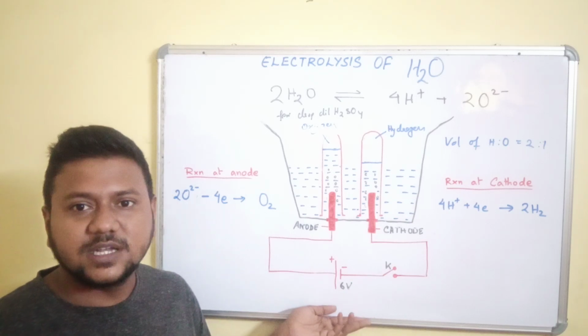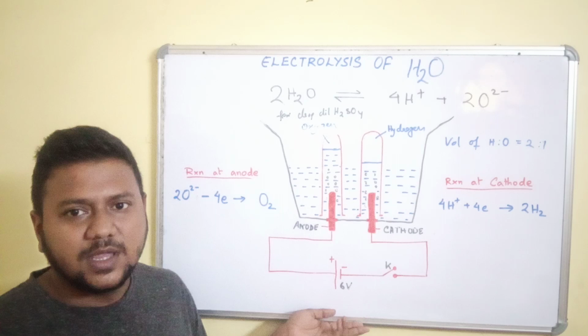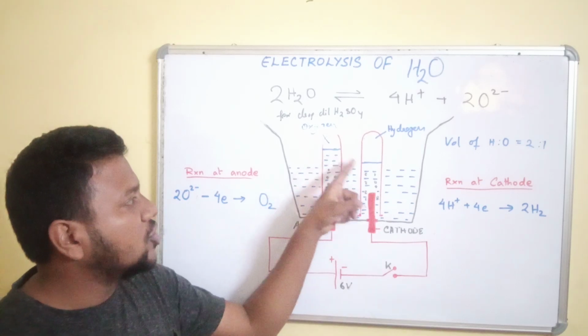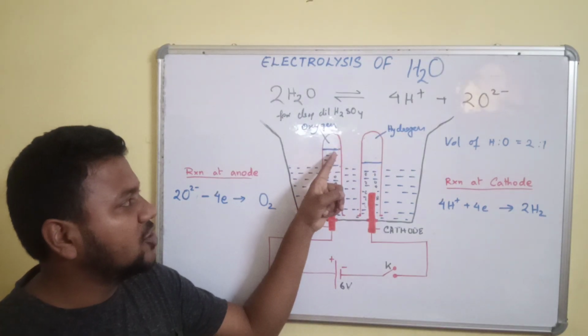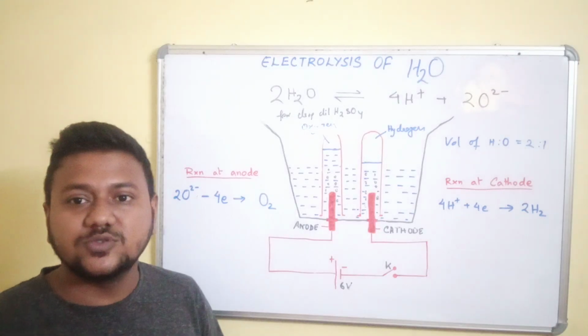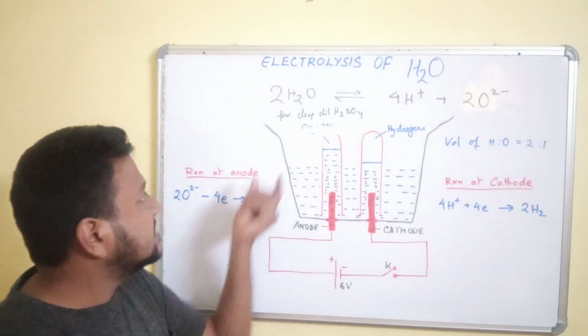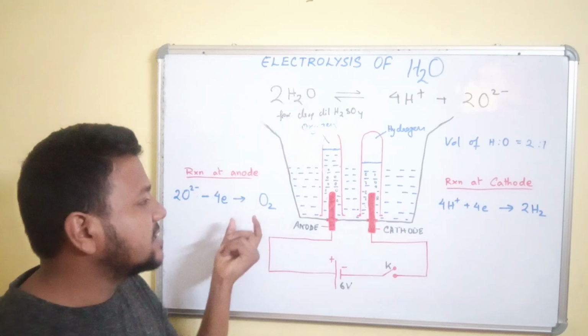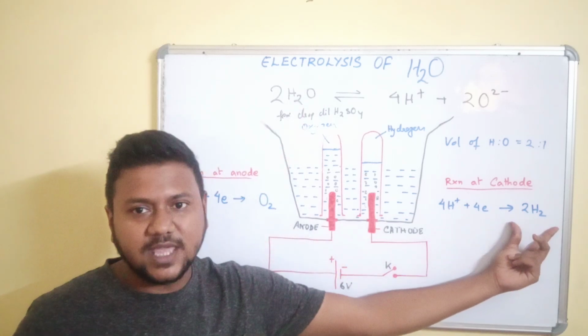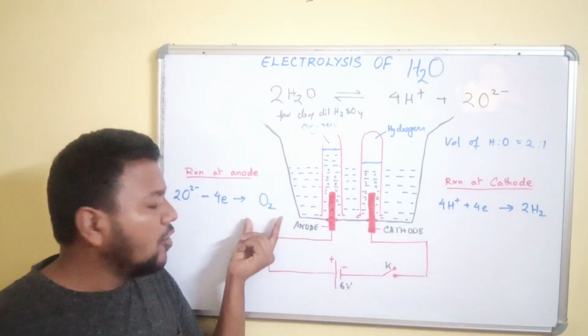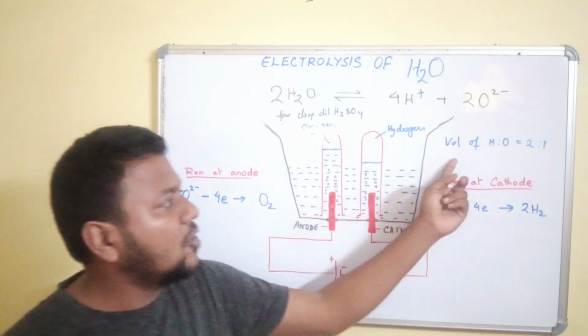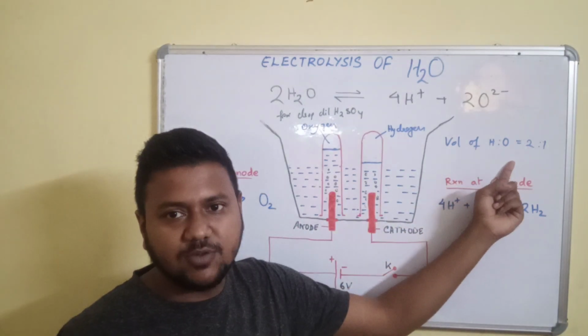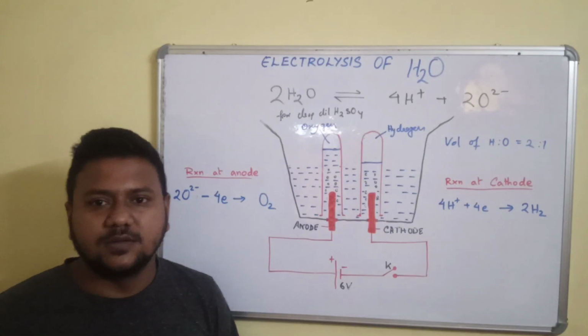You have to draw this setup in your exam. Please make sure you mention that the volume of hydrogen is double the volume of oxygen, and you must know the reason: 2 molecules of water break down into 2 molecules of hydrogen gas and 1 molecule of oxygen gas. Hence, the volume of hydrogen to oxygen obtained is 2 is to 1.